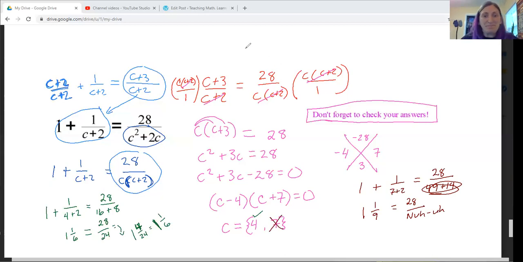All right, here you have it. Your answer is 4. C equals 4. Whew.